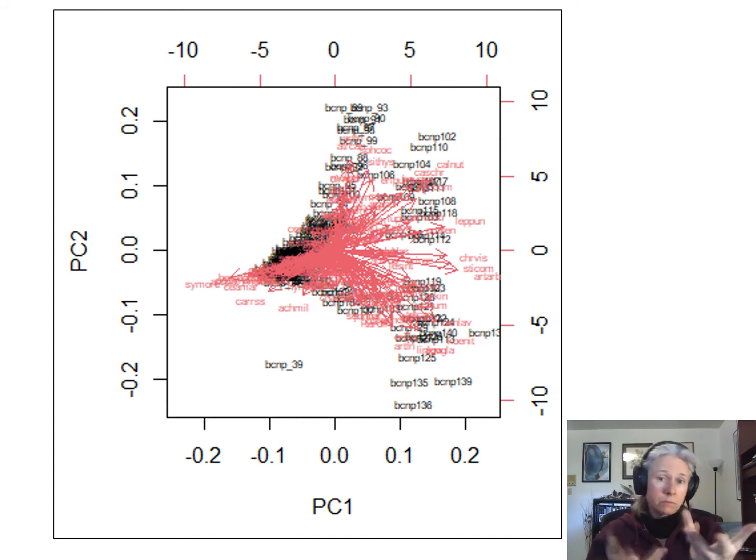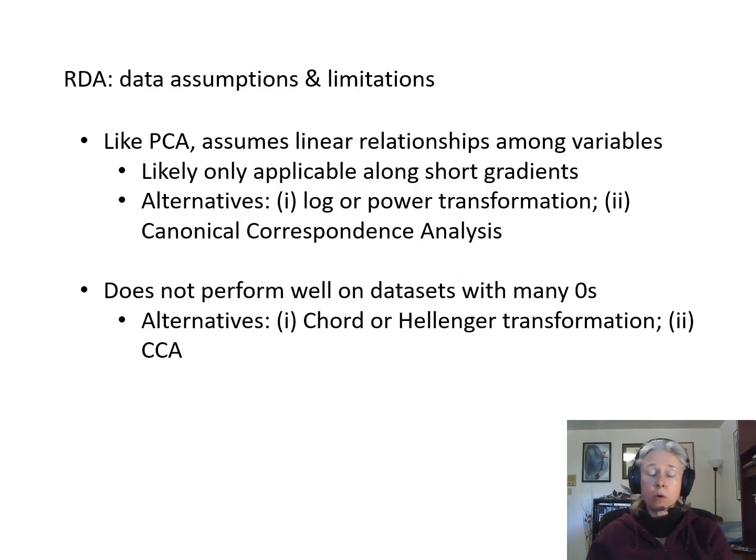Okay, so now that we have some useful axes of variation, the principal components, we can now use those axes as dependent variables in other analyses that allow us to examine the influence of environmental variables on species at sites. That means we need to use a constrained form of ordination. Like RDA, or redundancy analysis.